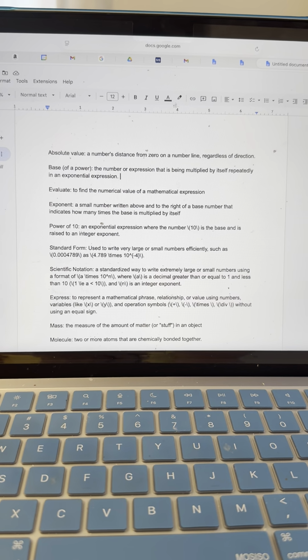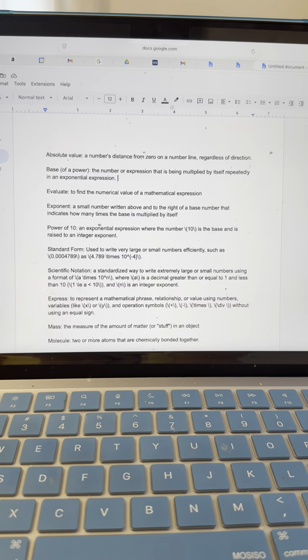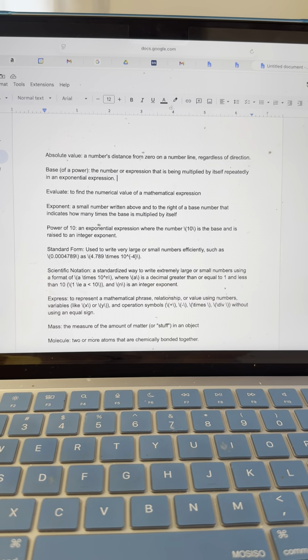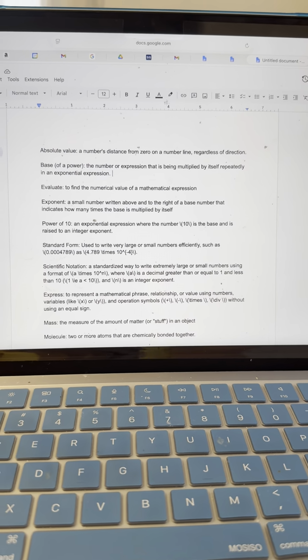Exponent, the number written above and to the right of a base number that indicates how many times the base is multiplied by itself. So again, if we had 4 to the 6th, that 6, that floating number, is the value, that's your exponent.